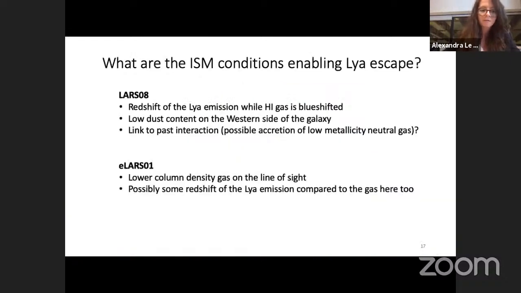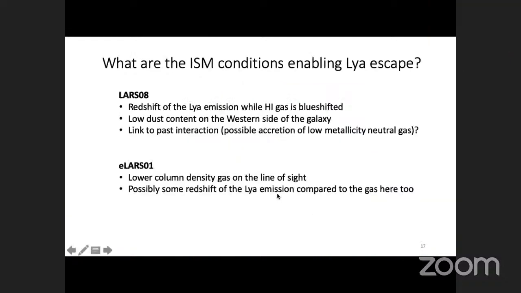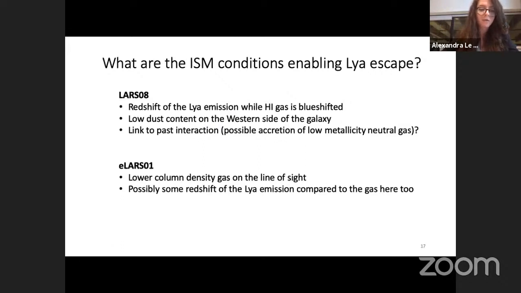And so what are the ISM conditions? The ISM conditions that seem to enable Lyman-alpha escape in LAST 8 are the redshift of the Lyman-alpha emission while the H1 gas is blueshifted. There is also probably some role of the lower dust content that is not destroying the Lyman-alpha on the western side of the galaxy. And there could be a link to past interaction and accretion of low metallicity neutral gas that enable that scenario to take place.